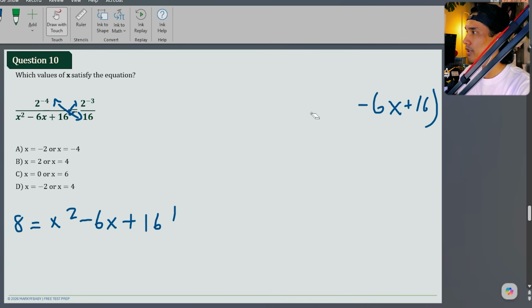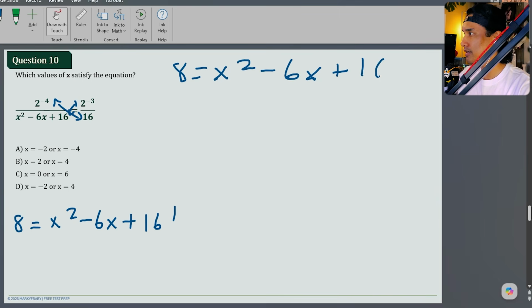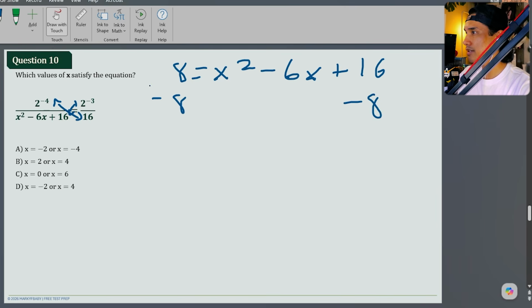So after you realize that 2 to the power of negative 4 is just 1 over 16, and this one is just 1 over 8, then it's kind of easy from there. So I have 8 is equal to x squared minus 6x plus 16. The next thing I would do is get rid of this 8. I would minus 8 to make this 0, giving me 0 is equal to x squared minus 6x plus 8. And then what I would do is factor.